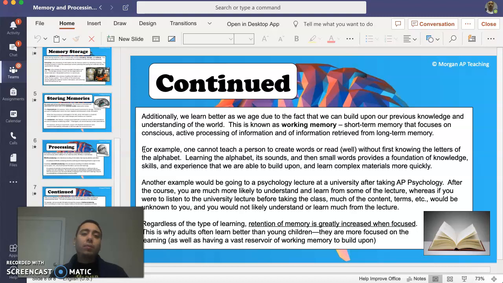Also, additionally, we learn better as we age due to the fact that we can build upon previous knowledge of the understanding that we have of the world. And this is known as the working memory, the short-term memory that focuses conscious, active processing of information and of information retrieved from a long-term memory. So working memory is just essentially your short-term memory, right? Your short-term memory is your working memory because it is what allows you to use explicit long-term memories in the now, in the future, whenever you want. So it's pretty cool.